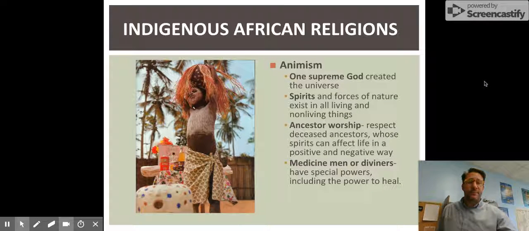Animism is a religious practice in Africa, which believes in one supreme God, and probably the key part of this is the idea that there are spirits in nature that inhabit nature and inhabit animals. Also the idea that your ancestors can be these spirits that can have an impact on you and your life. And then the idea that there are medicine men or diviners who can harness these powers and can control them.